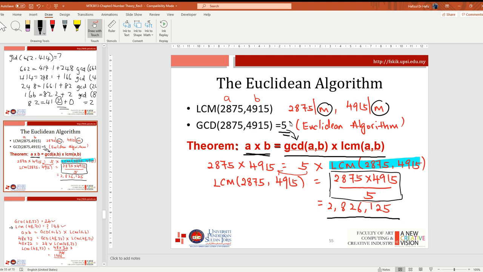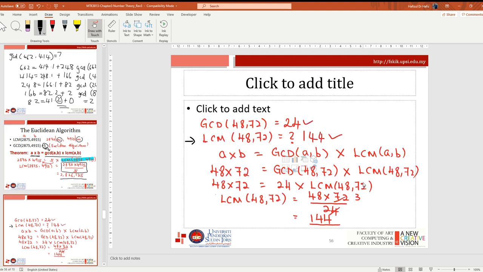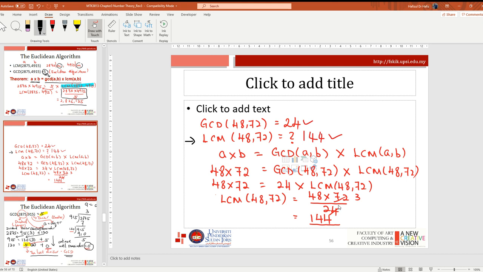Okay. We search for the GCD here first. Then we multiplied by 5, and we got 2,127,125. Okay, this one is for the GCD of 448 and 72. We divide using the theorem A multiplied by B equals GCD(A, B) multiplied by LCM(A, B).